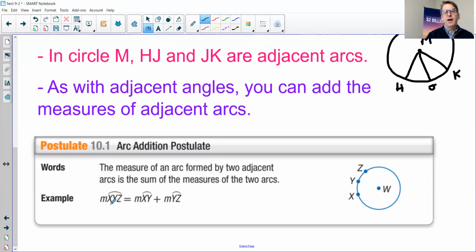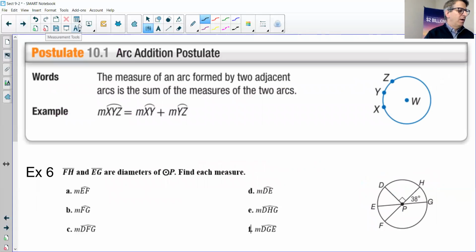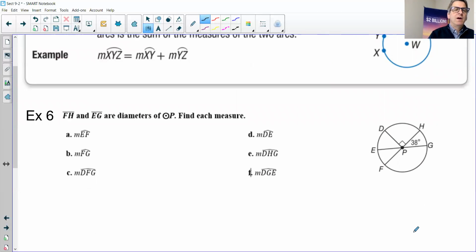The measure of arc XYZ is equal to the measure of arc XY plus the measure of arc YZ. Arc addition postulate: the measure of an arc formed by two adjacent arcs is the sum of the measures of the two arcs. Okay, which we just covered. Let's go through example 6.